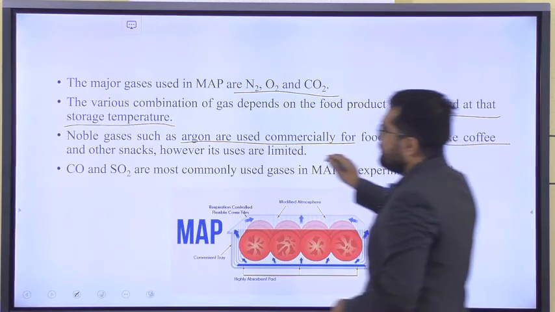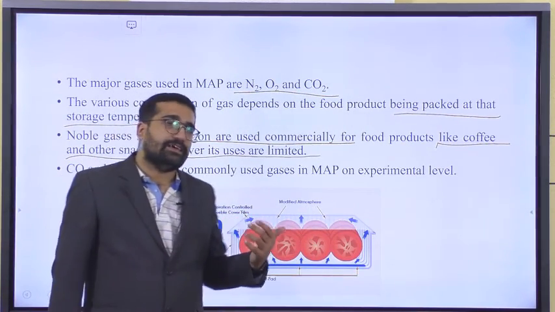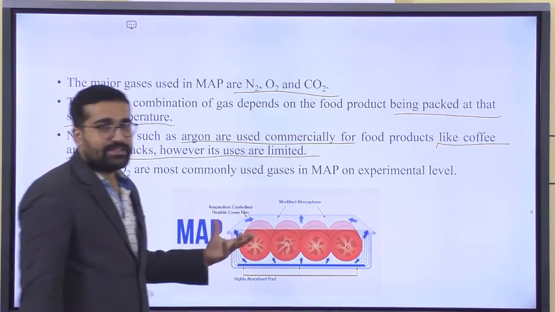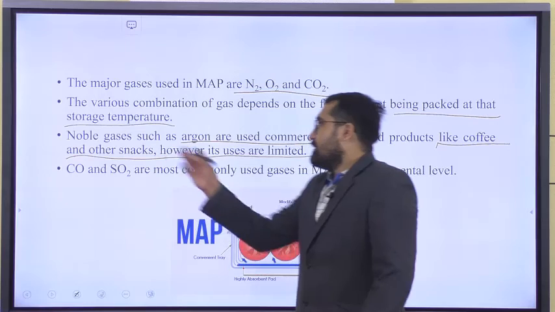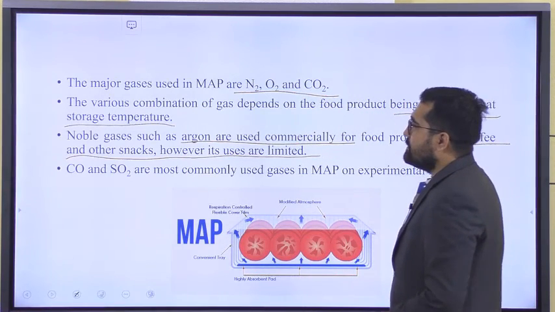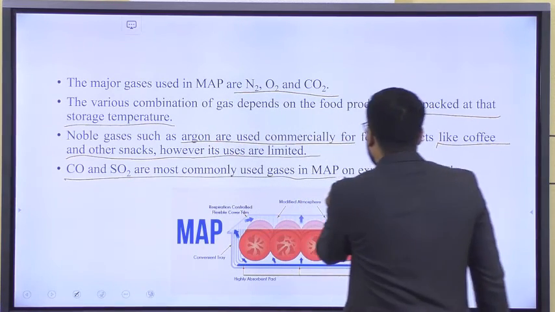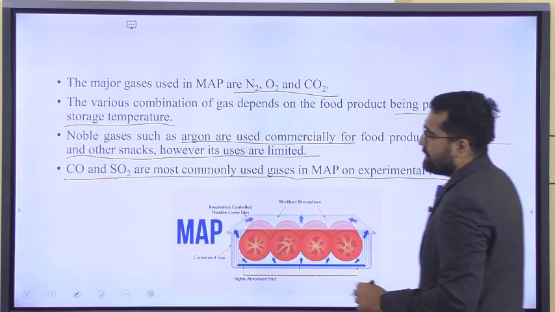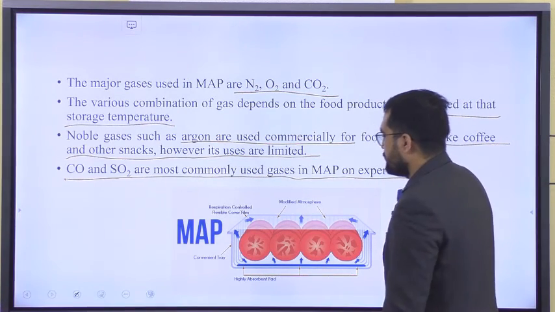Okay, we avoid use of nitrogen. We use argon in that case because it gives better results. It is more inert in nature. In other snacks, however, its use is limited. Then CO2 and SO2 are the most commonly used gases in MAP at the experimental level. Whenever we are experimenting, we generally use CO2, CO and SO2.